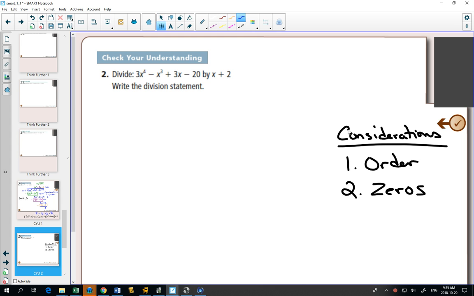So considerations now, when we write and set up our division, we have 3x to the 4 minus x cubed, and we have to add 0x squared plus 3x minus 20.